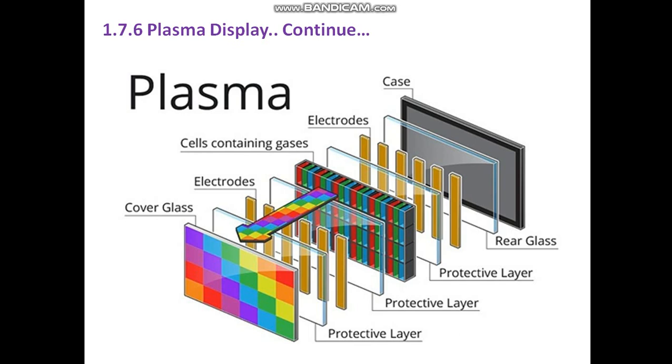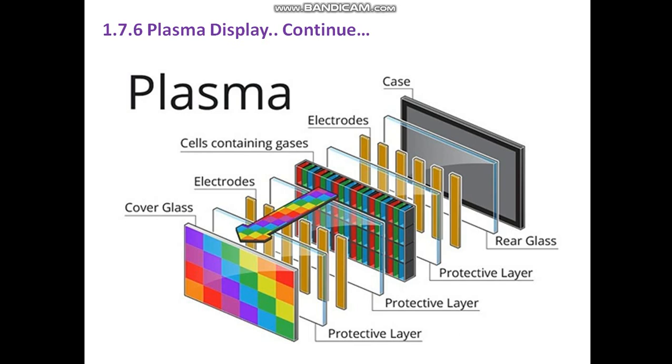By applying the voltage between the electrodes, the gas within the panel is made to behave as if it were divided into tiny cells, each one independent of its neighbor. Means if we apply the voltage, then it emits a light.